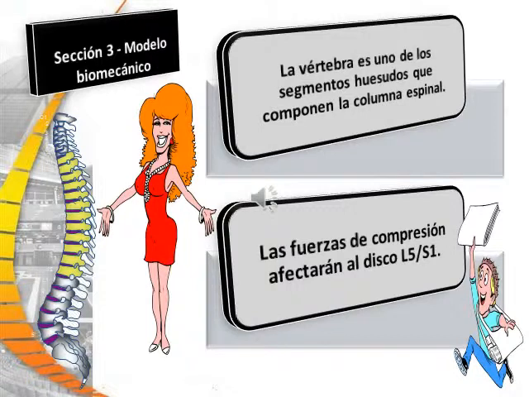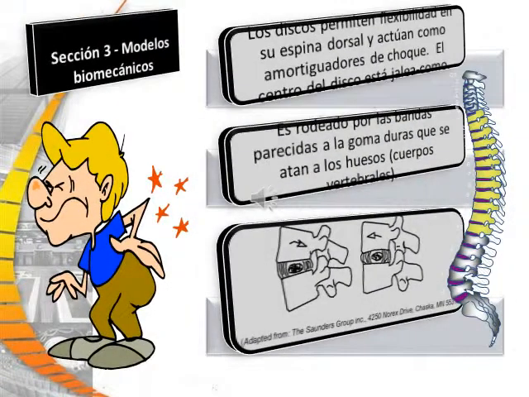The vertebrae is one of the bony segments composing the spinal column. Remember, compressive forces will affect the L5-S1 disc at the base of the column. The disc allows flexibility in your spine and acts as a shock absorber. The center of the disc is jelly-like. It is surrounded by tough rubber-like bands that are attached to the bones.